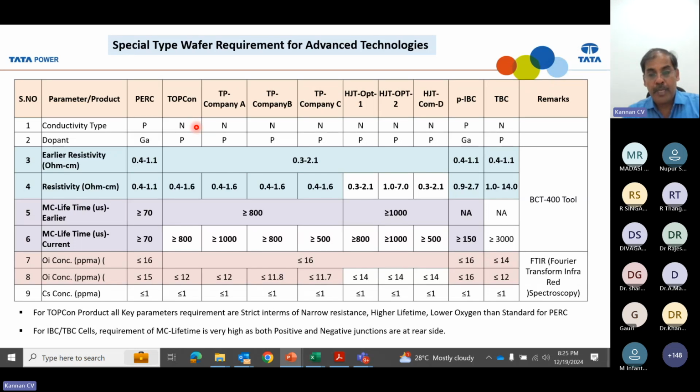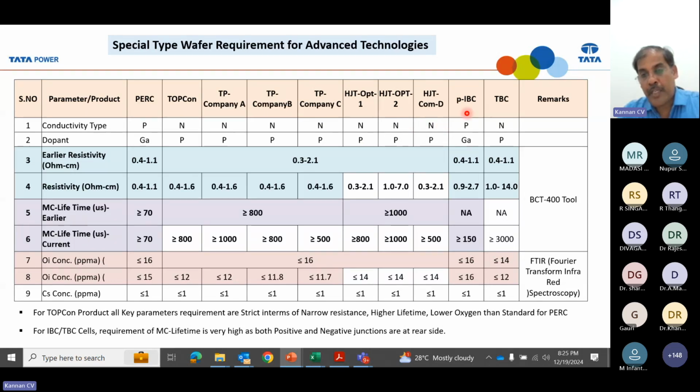P-type based technology will probably be phased out in another 2 to 3 years, and n-type based technology will dominate the market. Right, and the dopant is phosphorus. So far, phosphorus is the main dominant dopant being used in TOPCon technology and HJT.